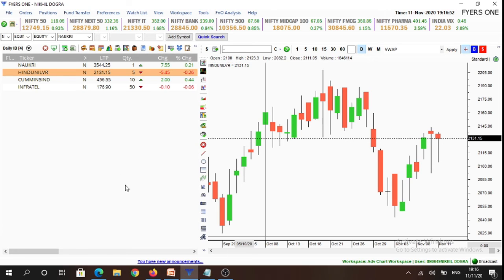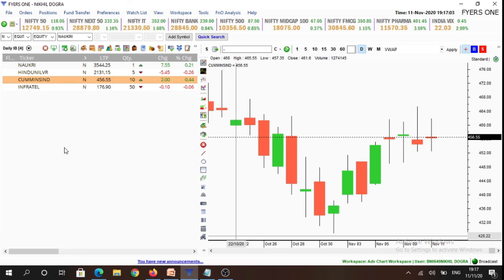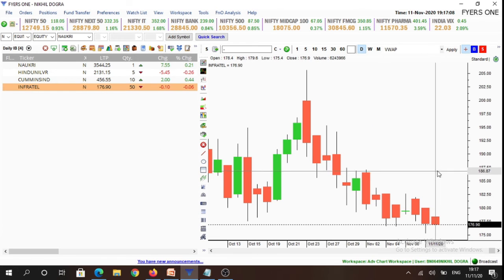2104.5 levels. And if we see Cummins India, we'll look for buying opportunity above 462.1 levels and selling opportunity below 452.5 levels. If we see Infratel, we'll look for buying opportunities above 179.7 levels and selling opportunities below 175.3 levels.